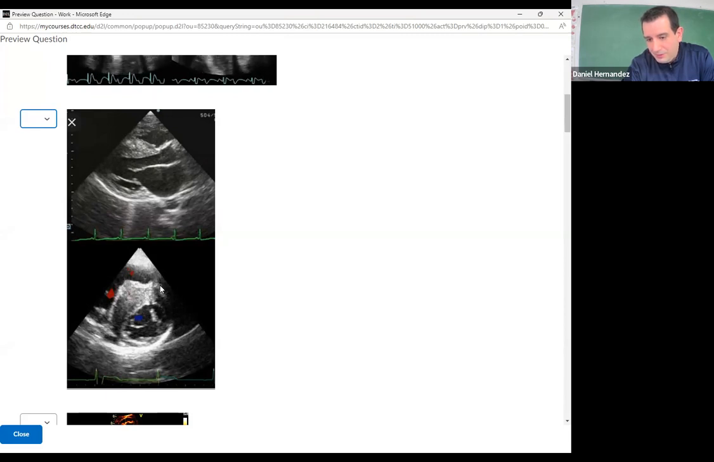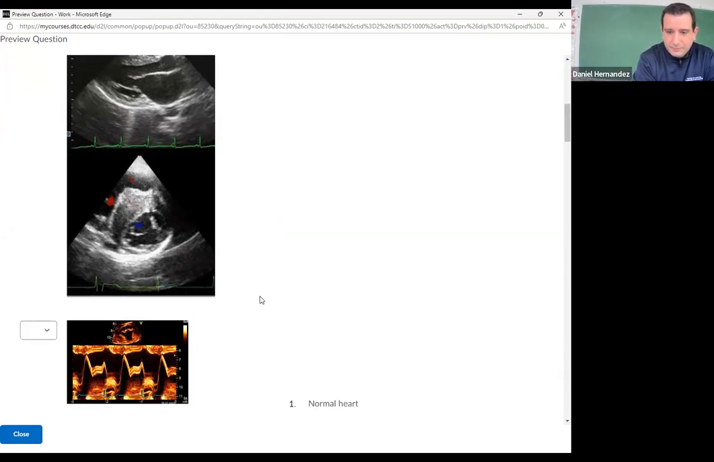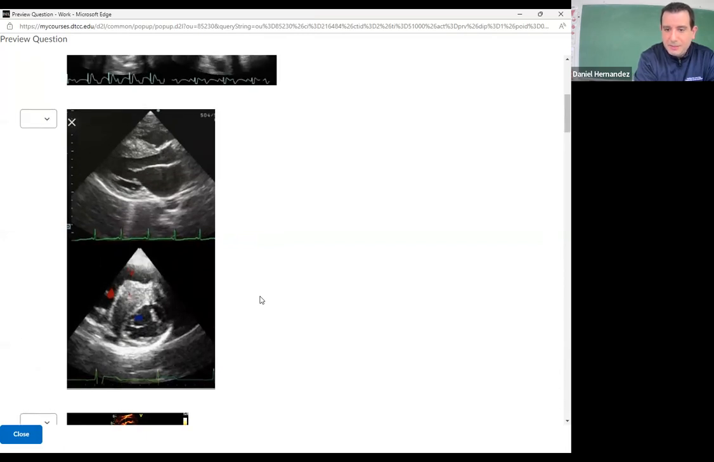So here's our interventricular septum, and then our posterolateral wall. So this would be a patient that has asymmetric septal hypertrophy or hypertrophic cardiomyopathy, if that was another choice for Holcomb.